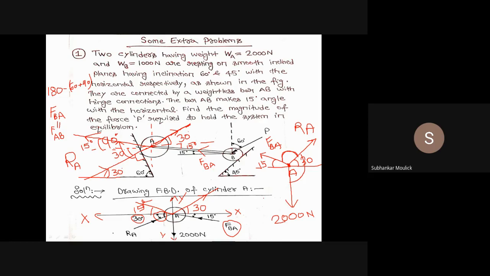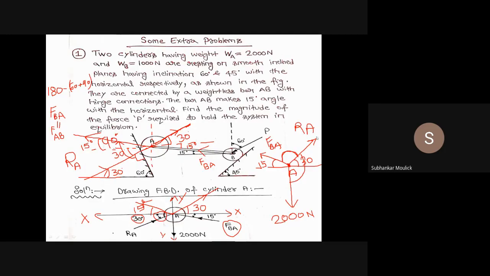That means this angle. Can you tell me how much is this angle? How much is the angle between force RA and 2000? 90 plus 30, that is 120.